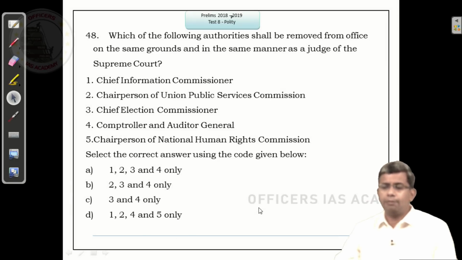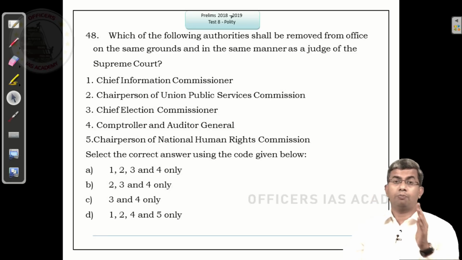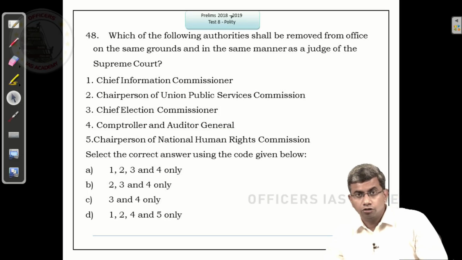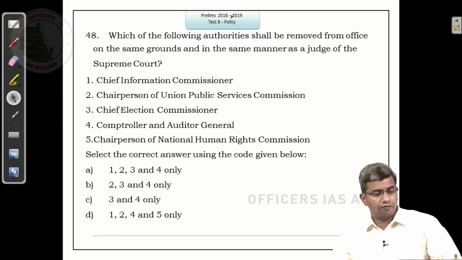Which of the following authorities shall be removed from the office on the same grounds and in the same manner as a judge of the Supreme Court? Guys, there was a proposed amendment to the Right to Information Act. It was suggested that the procedure for appointment of the Information Commissioner be changed. Their terms of office, not their removal procedure, but their terms of office, which is equivalent to the Chief Election Commissioner and the other election commissioners, was proposed to be changed. And finally, because of public backlash, it was dropped. So because of that, anything related to constitutional authorities, CIC, all these becomes extremely important for this prelims. So be careful about it.